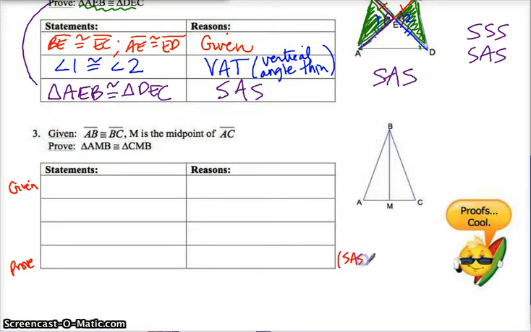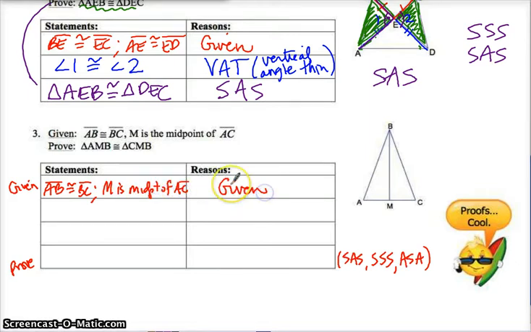Right now we're just concluding with an SAS, an SSS, or an ASA for our justification for why the two triangles are congruent. So we know the given is AB is congruent to segment BC, and we know what was given is M is the midpoint of segment AC. So the reason, justification for this is that it's given. What are we proving? We're trying to prove that triangle AMB is congruent to triangle CMB. And we don't know why yet, we're just trying to figure that out.